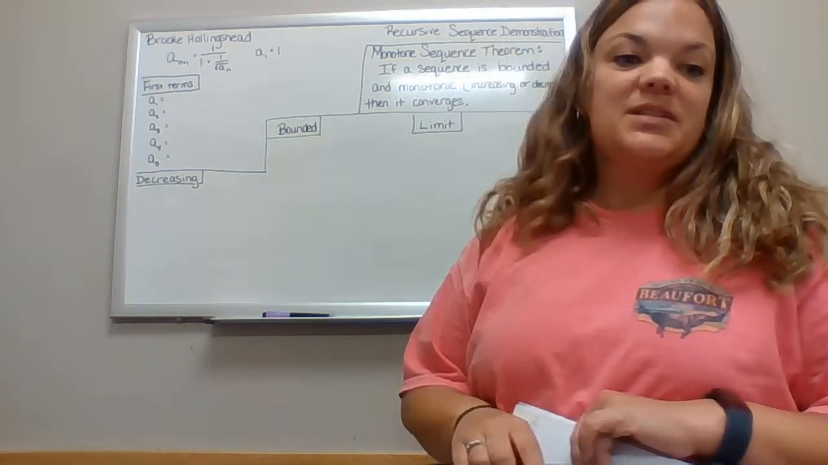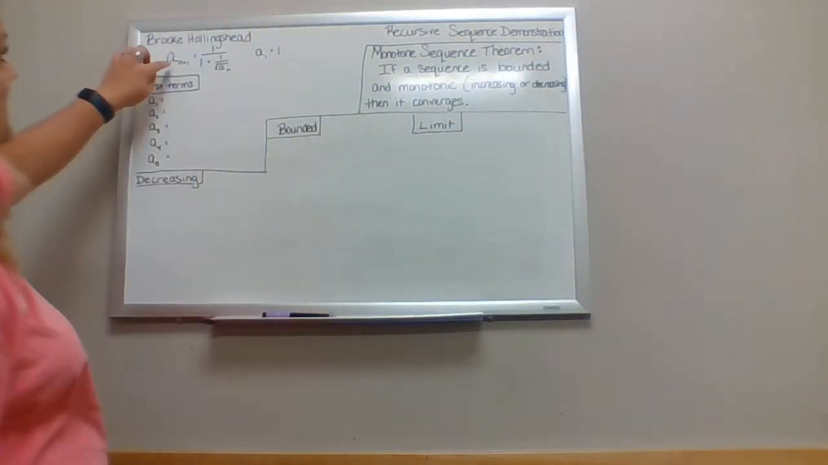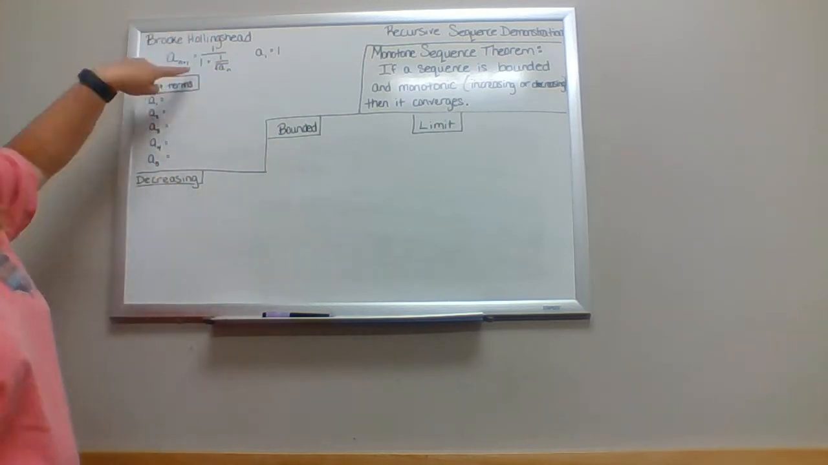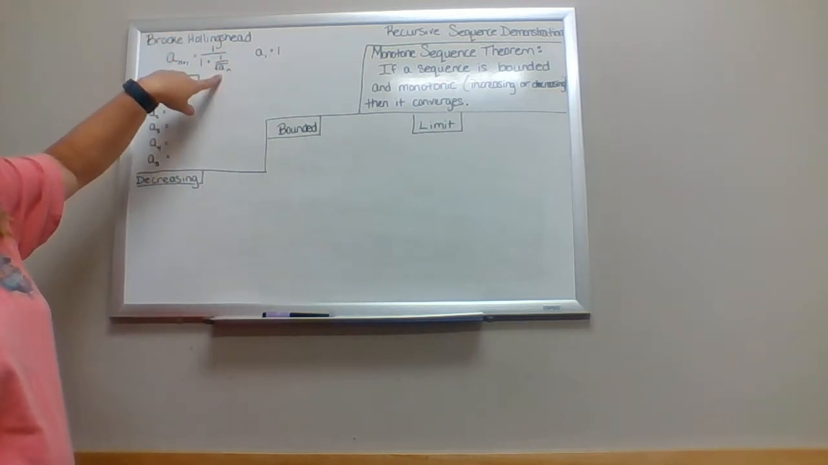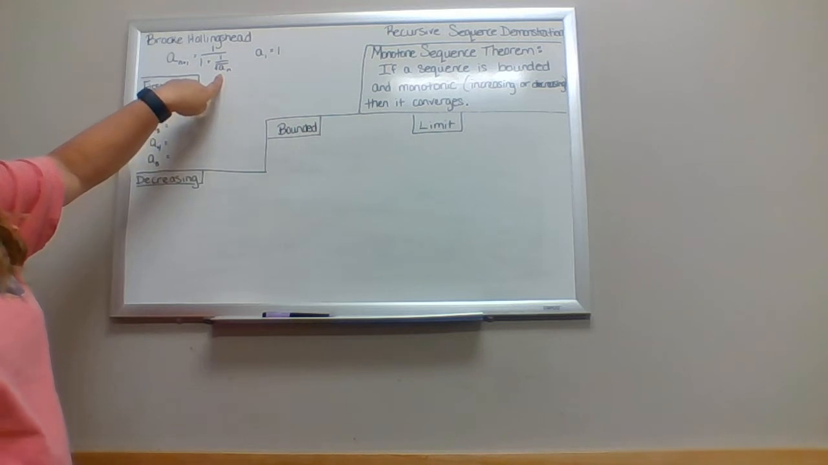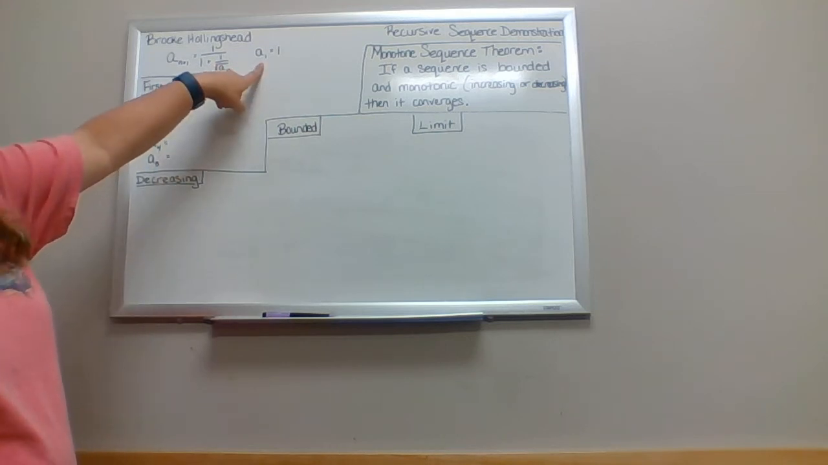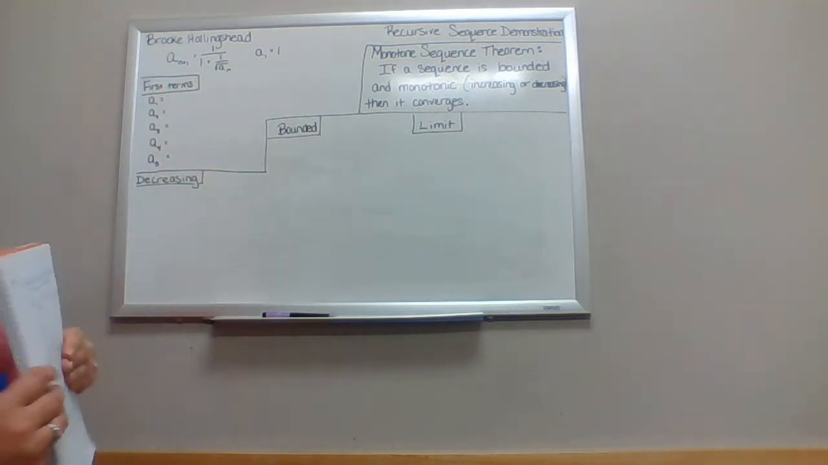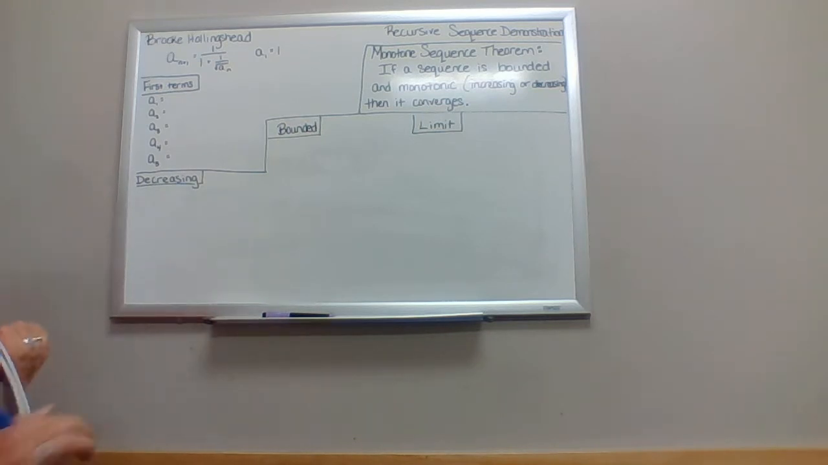So our sequence is a sub n plus 1 equals 1 over 1 plus 1 over the square root of whatever our last term in our sequence was, or a sub n. We're also given that our first term in our sequence is 1. So the first thing we're going to do is find the first several terms.